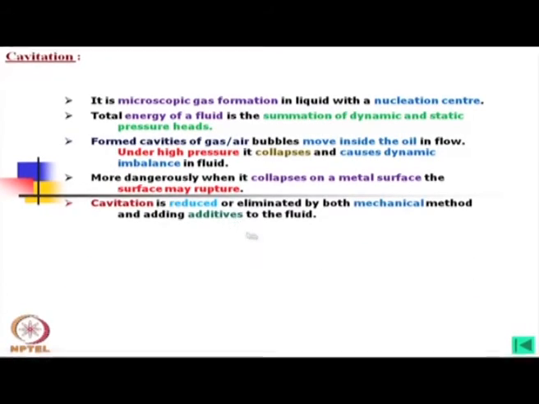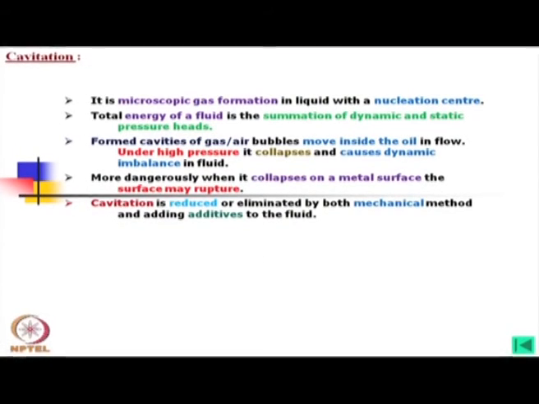Cavitation is reduced or eliminated by both mechanical methods and adding additives to the fluid. Mechanical methods means that we can, for example, use baffles and other things. Also we can design the machine component in such a way that it will have less effect due to the collapse of the bubbles.